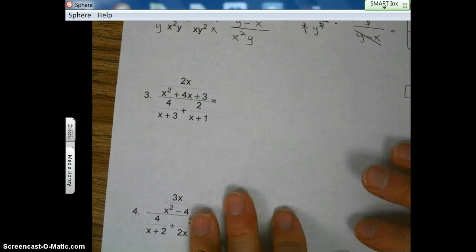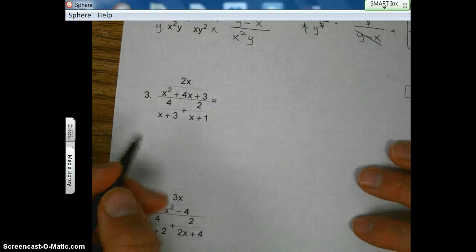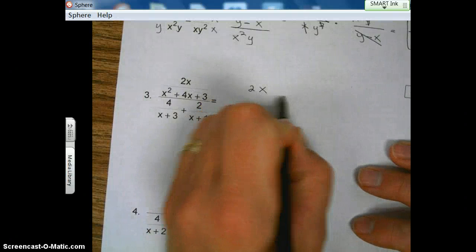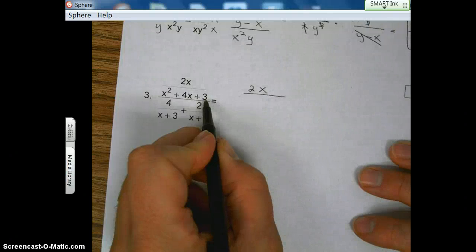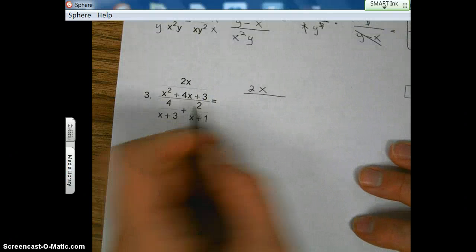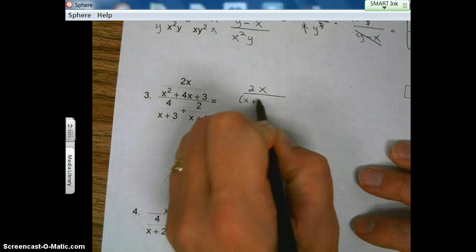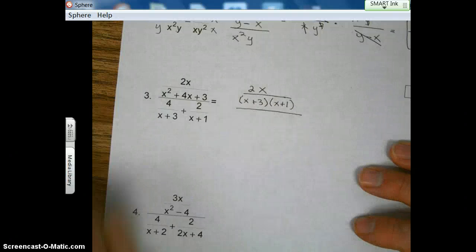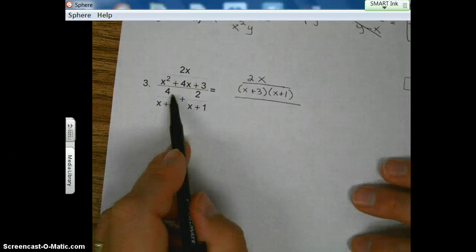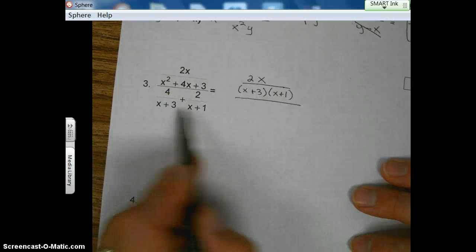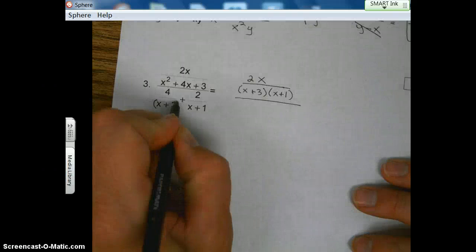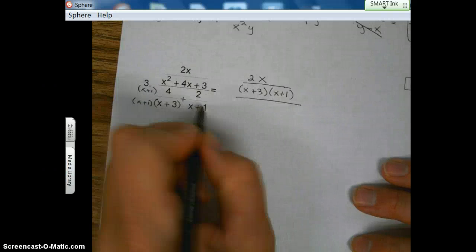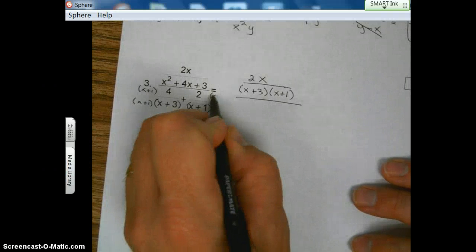All right, let's take a look at number 3. So I'm going to go ahead and see if I can factor this. 3 times 1 is 3. 3 plus 1 is 4. So 3 and 1. So x plus 3, x plus 1. All right. Now we have to get a common denominator. So this group needs an x plus 1. This group needs an x plus 3.